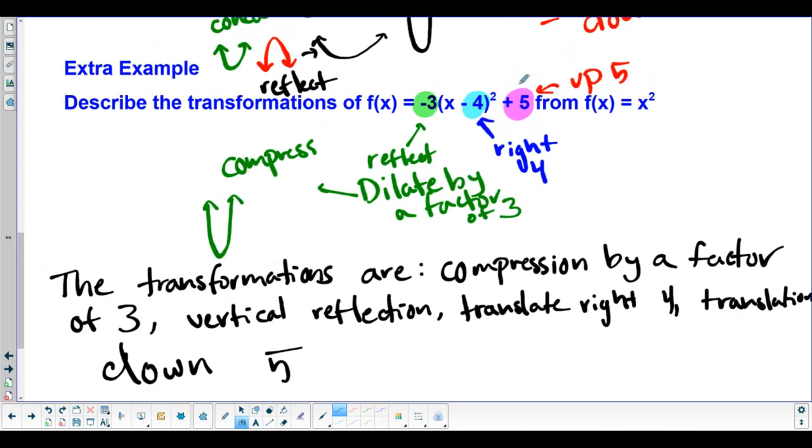Those are all the things that are different. You're just telling me what's different between the parent function and this crazy one, and you tell me what each different thing does.